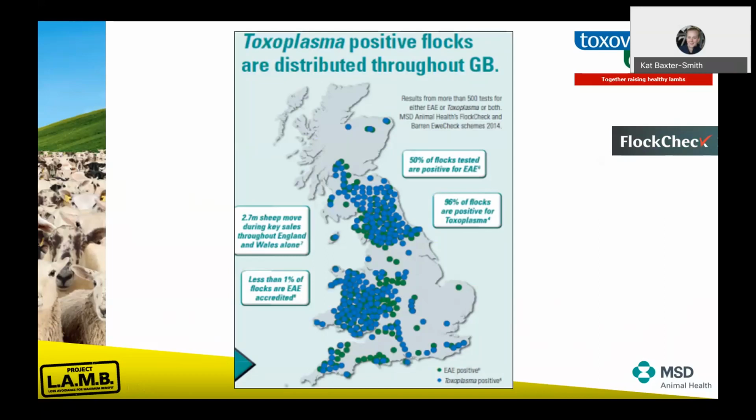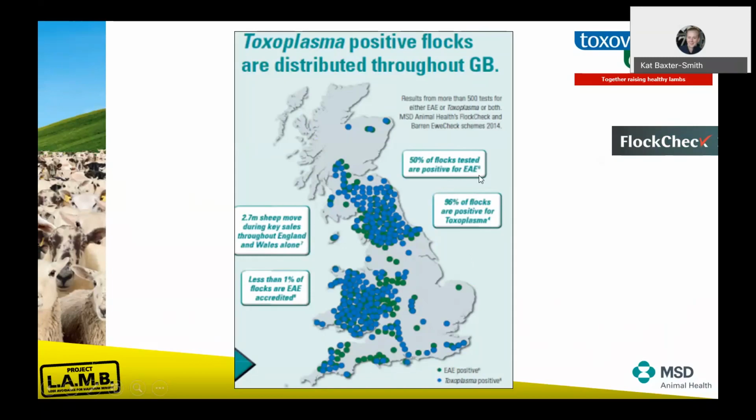So we run that every year, and a few years ago, we actually looked to see where in the country the samples were coming from. And as you can see, where there's a lot of sheep in Wales and north of England and Scotland, there is a lot of samples. And what was quite interesting was 96% of flocks that were tested were positive for toxo. So I think this does show that if there is a problem in the flock with fertility and you test, you are very likely to find something.